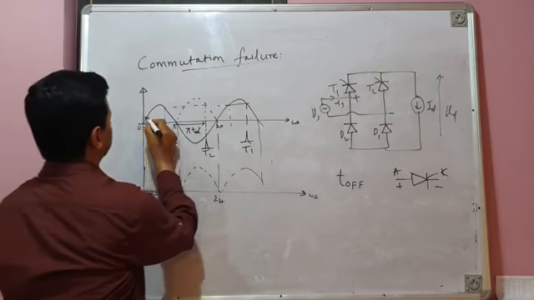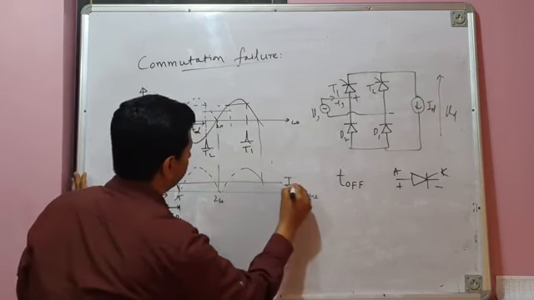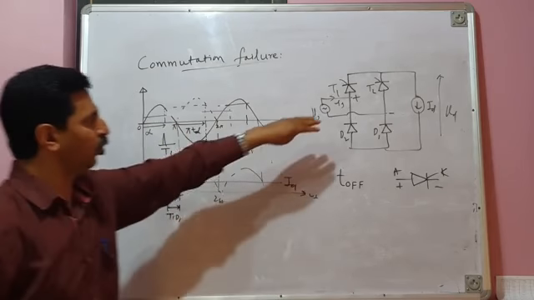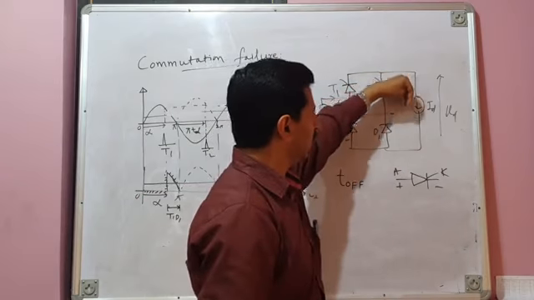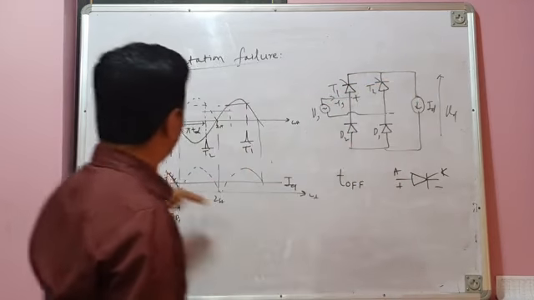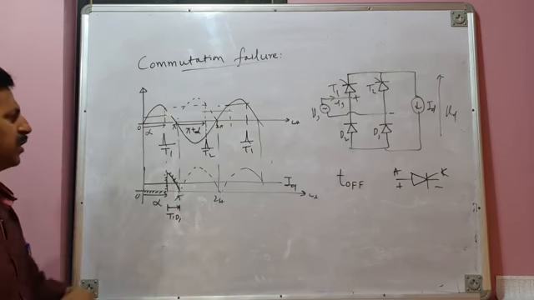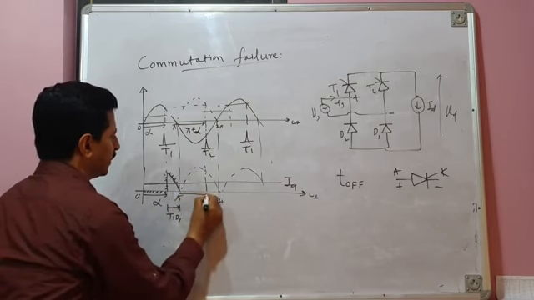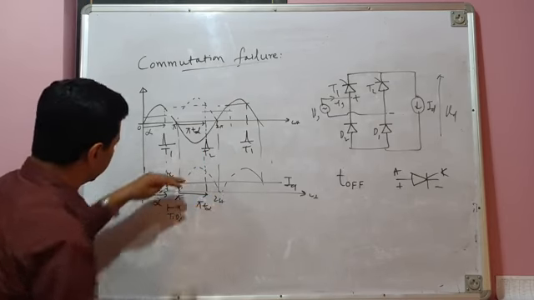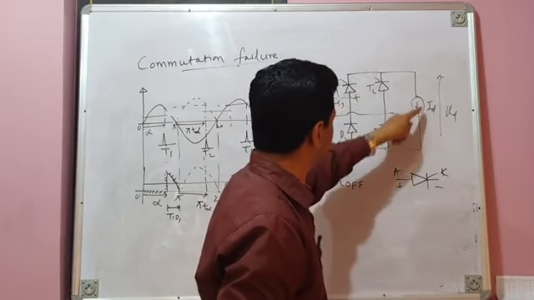Let us assume our load current. This is my load current ID. It is constant, since I am assuming a sufficiently inductive load. Load is modeled by a current source, so load current is constant. That means although source voltage has become 0 here, load voltage has also become 0 here, till the next instant of firing, which is pi plus alpha, but load current is not 0. What will happen to load current? Load current will freewheel through T1 and D2.